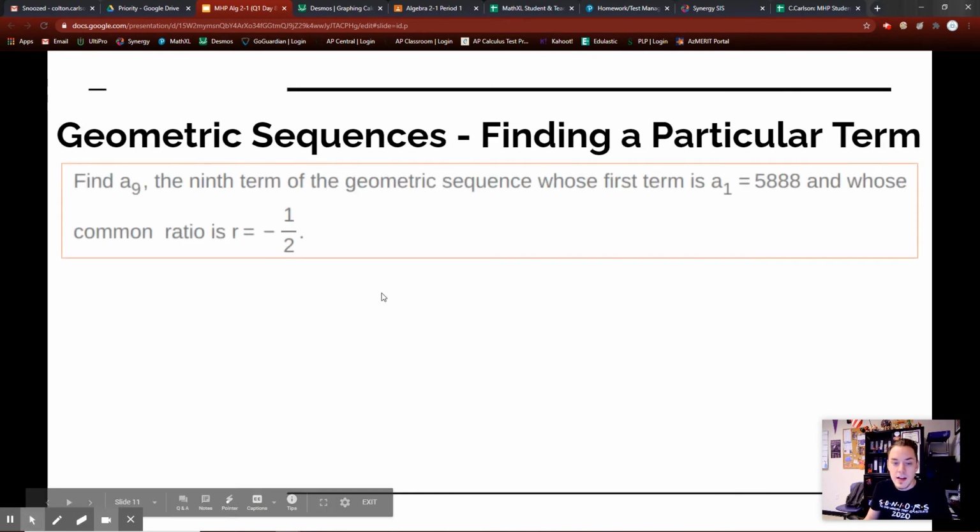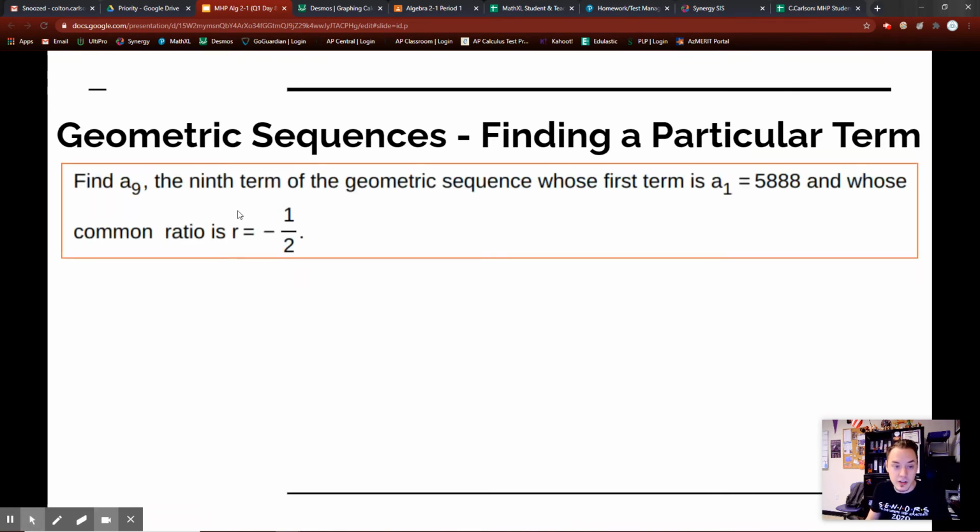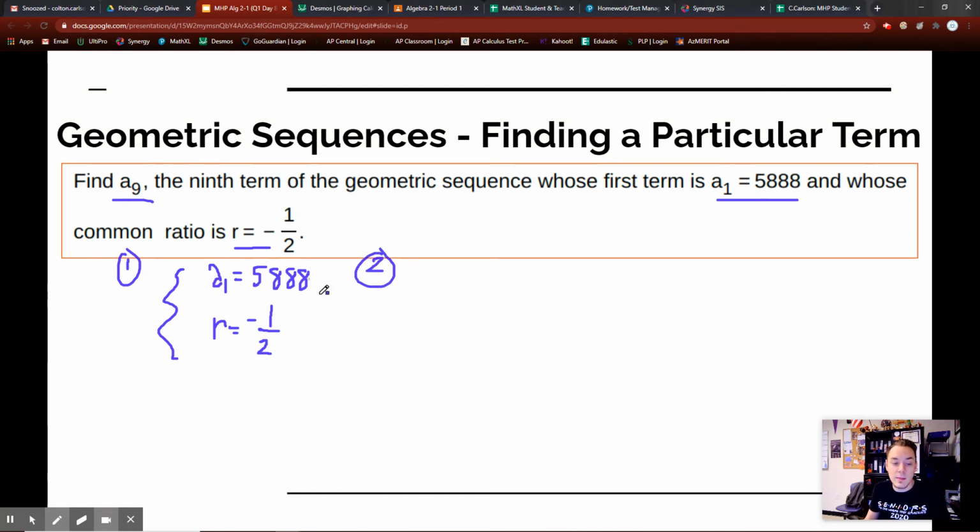Let's move on. Finding a particular term. So if I want to find the 9th term of the geometric sequence whose first term is this and whose common ratio is this, what do I do? It's actually very simple, guys. Again, I always like just rewriting my actual variables here, even though they give it to you in the problem. I just like rewriting it just so I know. Okay, this is my first step. My second step, after I rewrite my variables, also n equals 9, because right here, n equals 9.